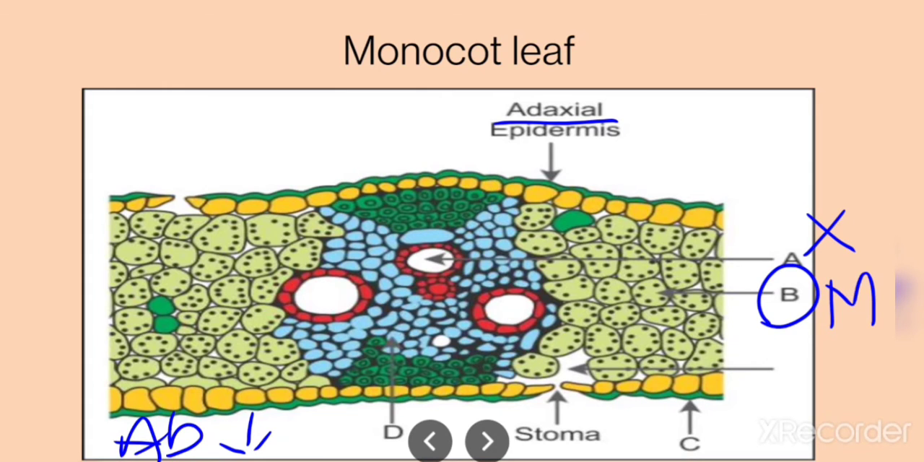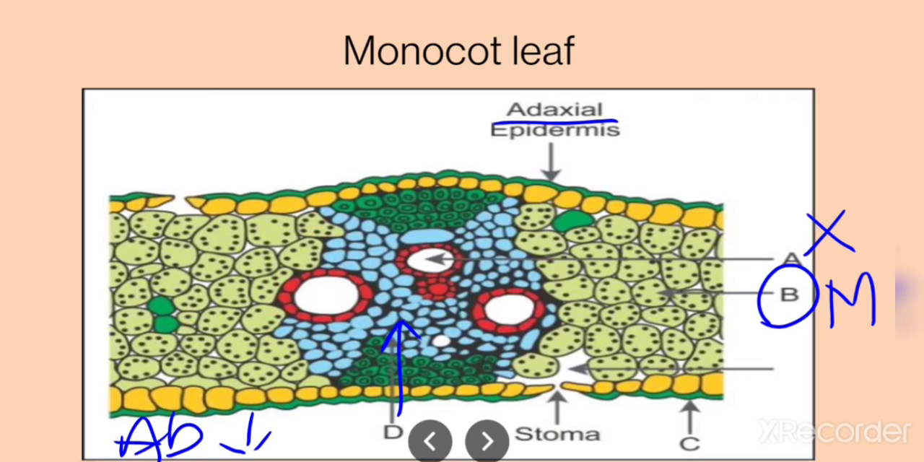So, where is the phloem in this case? This D part that is represented here is the phloem part. Now, we need to see that there is no cambium, hence the vascular bundles are of closed type. They are conjoined and they are closed.